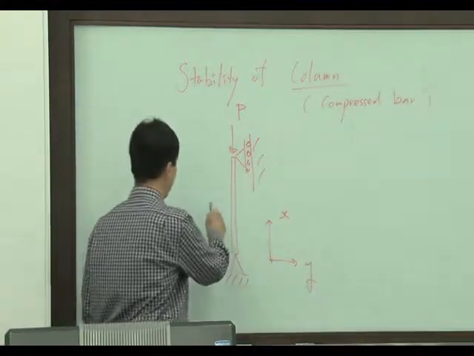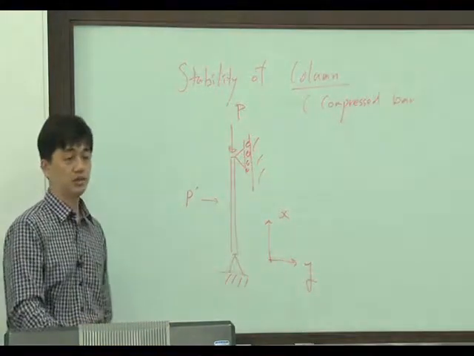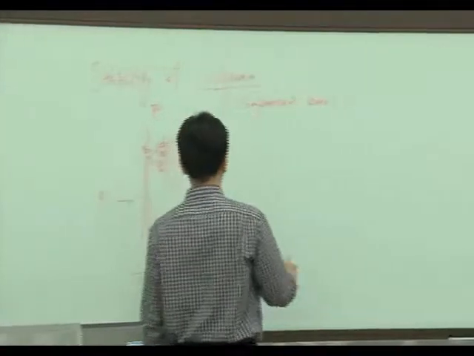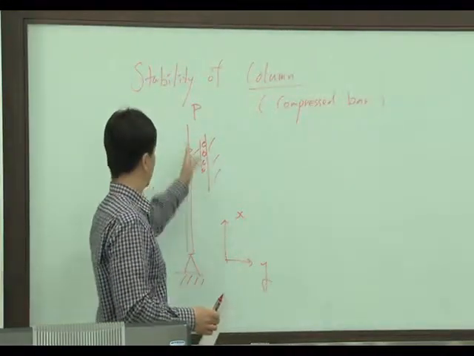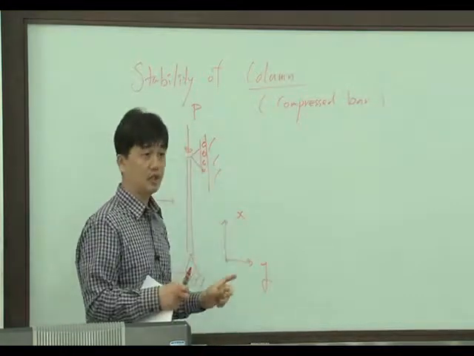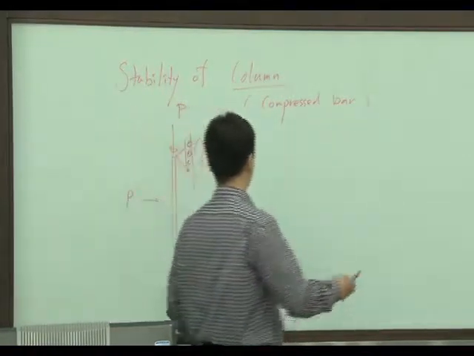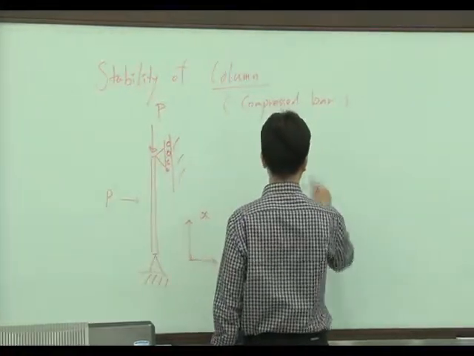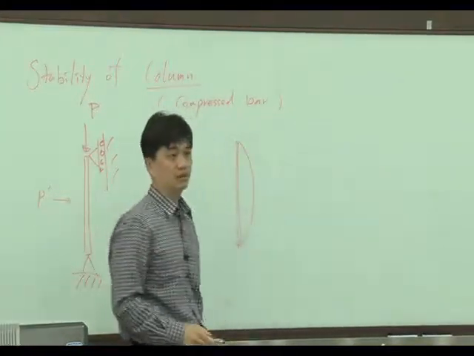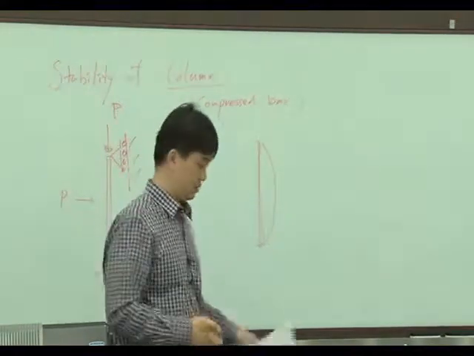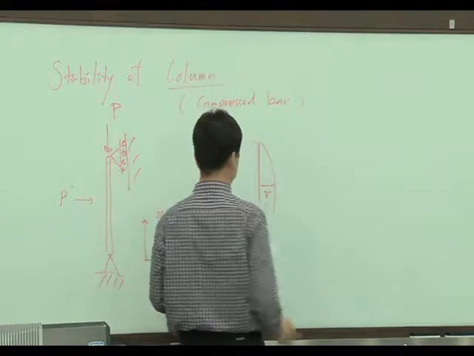And for example, I'm going to give a very tiny small perturbating load. Originally, without this perturbating force, this bar cannot be bended, right? But if I apply a very small perturbating force, this will be bended like this. Right? And let's say this is a displacement V.